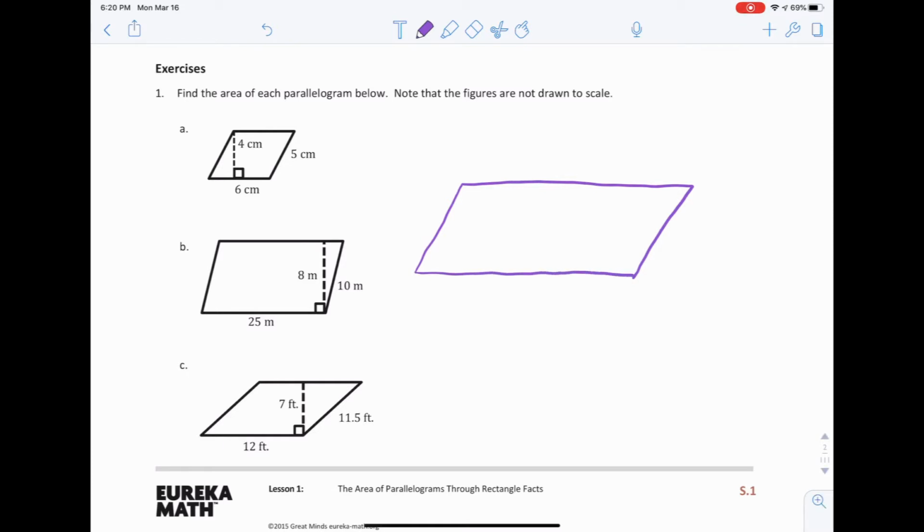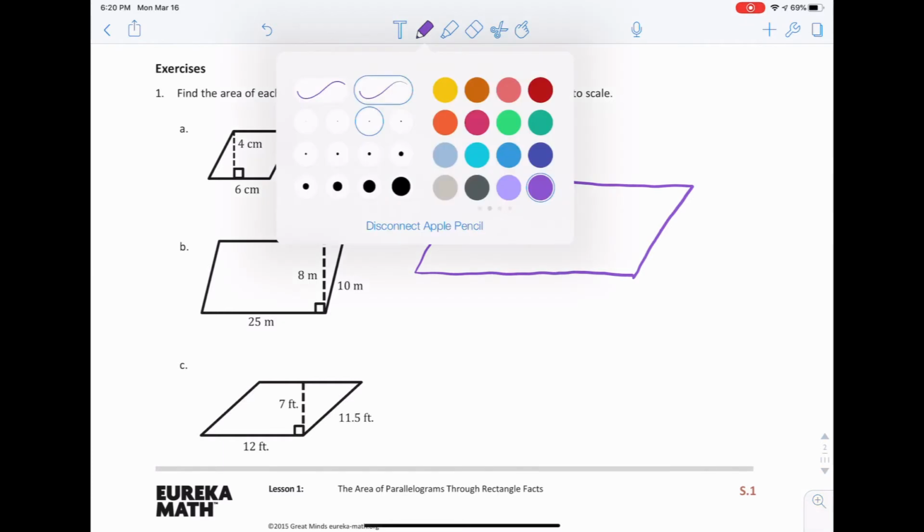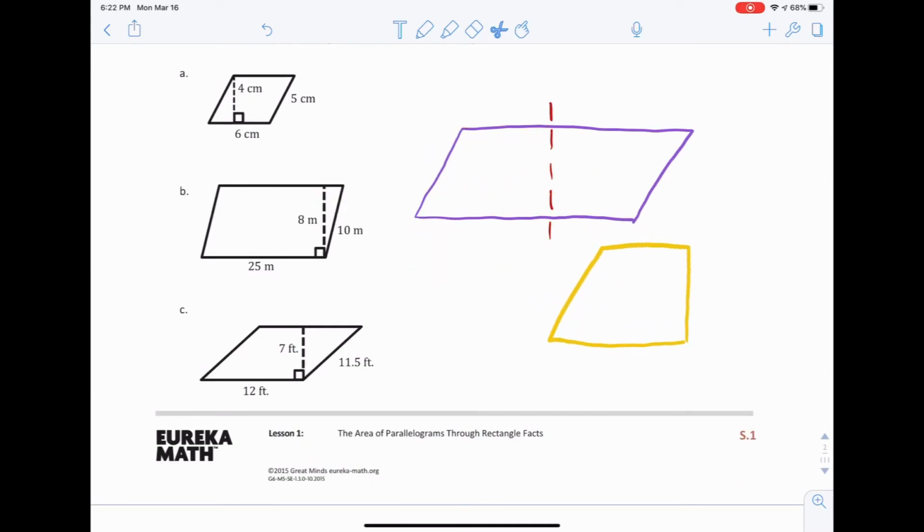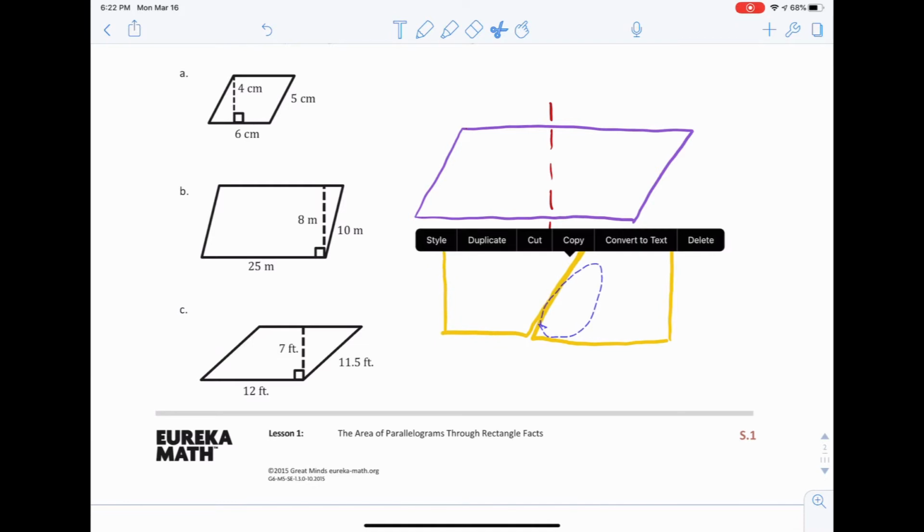So I want you to really imagine this. If this is a perfectly drawn parallelogram, I admit it's not, but if it was, if we were to cut off the parallelogram, any location really, what shape do I end up with?